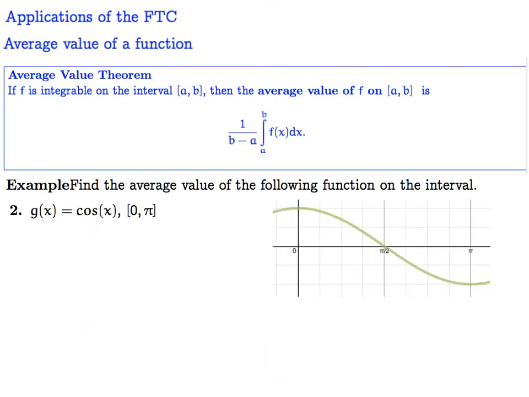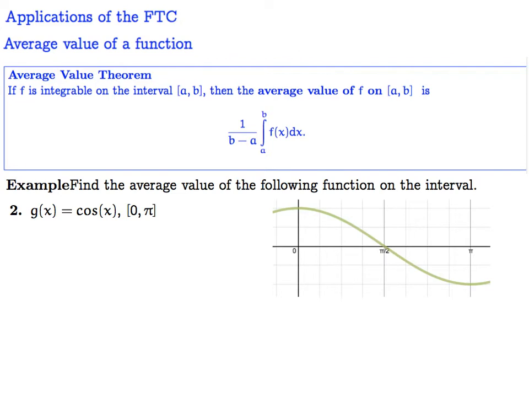So let's go ahead and try to compute the average value of the function g of x equals cosine of x on the interval 0 to pi. And again, I've given the graph. So it might be interesting for you to think, well, what is the average output value? What's the average height of this function from 0 to pi? So you should go ahead and guess, and we'll see if your gut instinct of the average height matches the value we calculate.